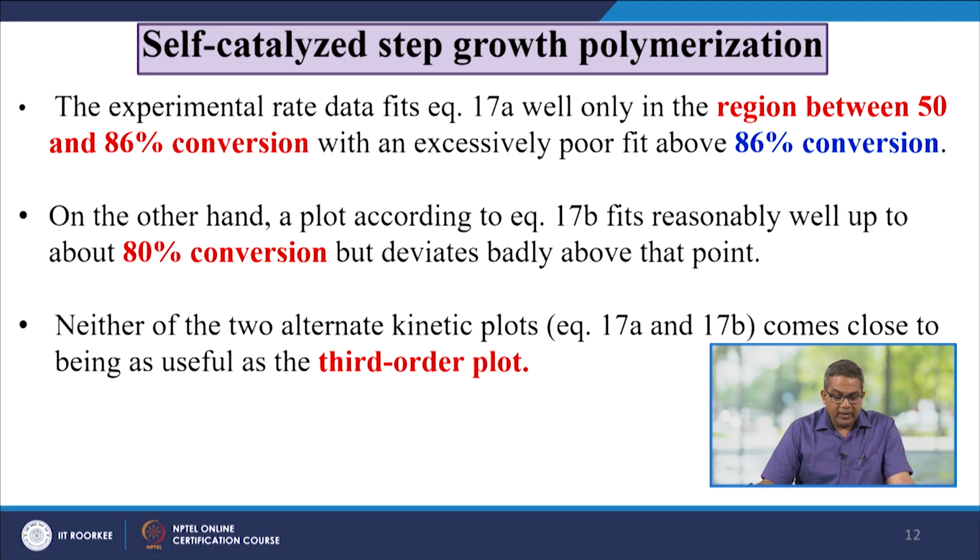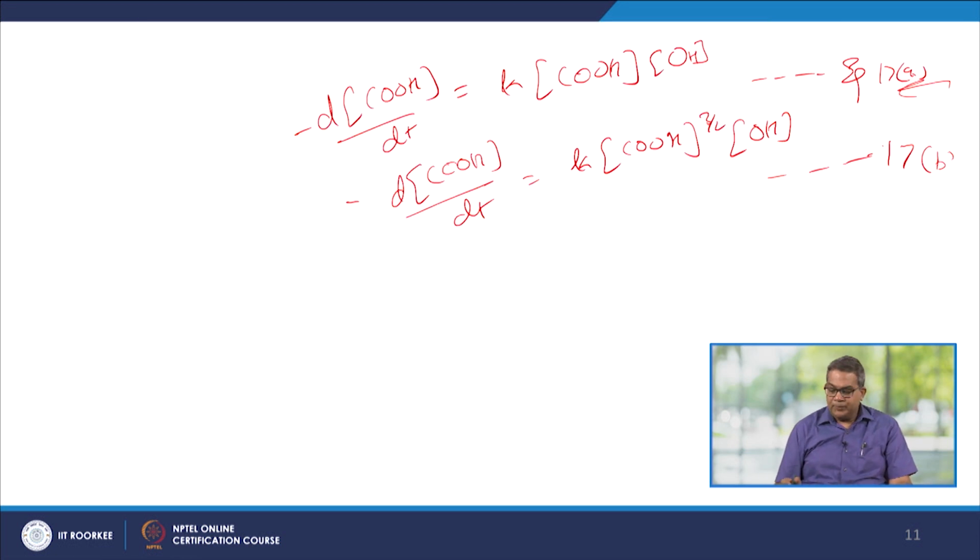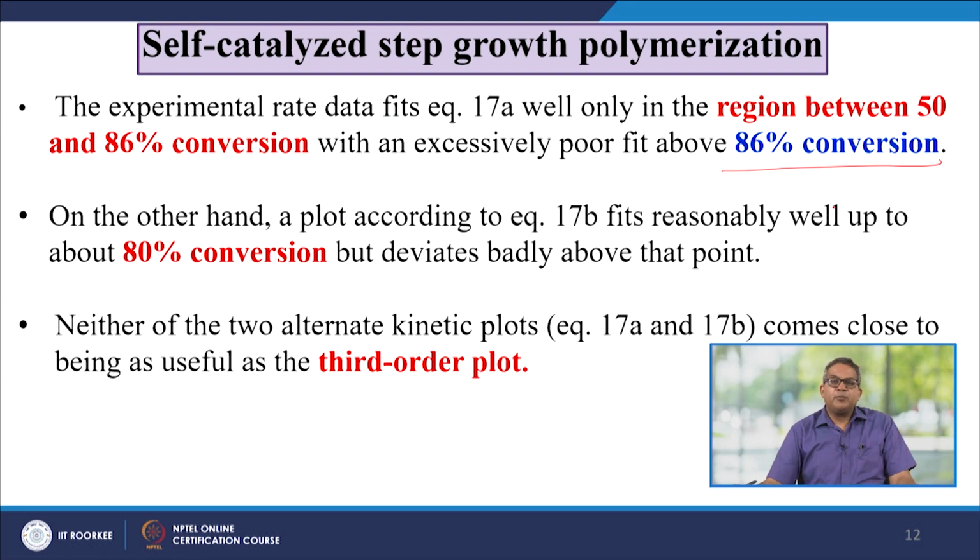The experimental rate data fit equation 17a well only in the region between 50 and 86% conversion, with an excessively poor fit above 86% conversion. On the other hand, the plot according to equation 17b fits reasonably well up to about 80% conversion, but deviates badly above that point. So neither of the two alternate kinetic plots, based on equation 17a or 17b, comes close to being as useful as the third order plot.